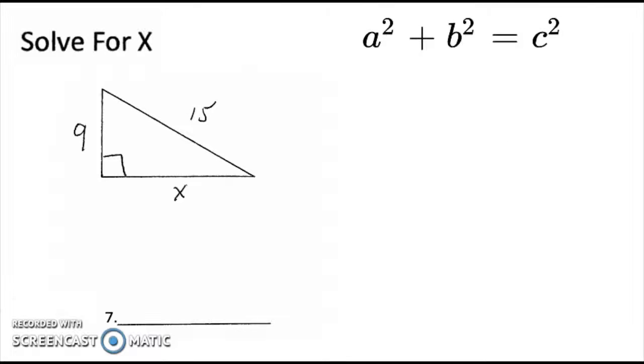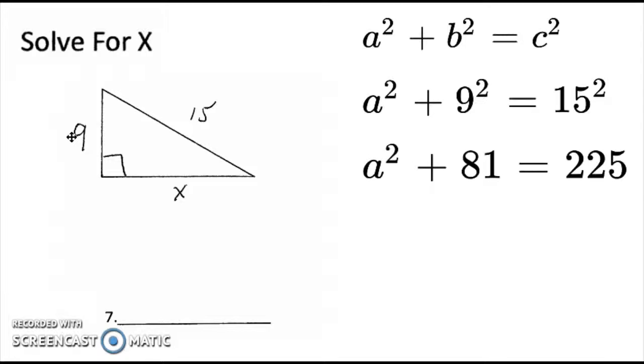Number 7, we have a right triangle where we're given two of the sides. We can use the Pythagorean theorem. The side across from the 90 is the hypotenuse. That's always c. So we have this being c squared. This could be either a squared or b squared. So then we have a squared plus 9 squared equals 15 squared.